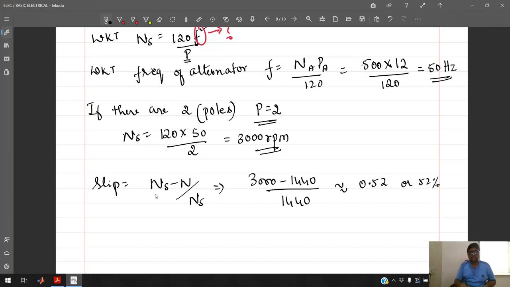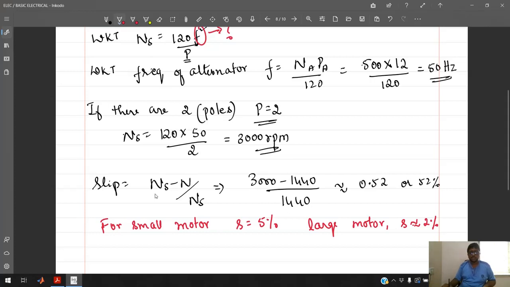But for a small motor, your slip cannot go beyond a maximum of 5%, and for a larger motor, the slip is nearly equal to 2%. It cannot go beyond that. So the number of poles equal to 2 is not possible.